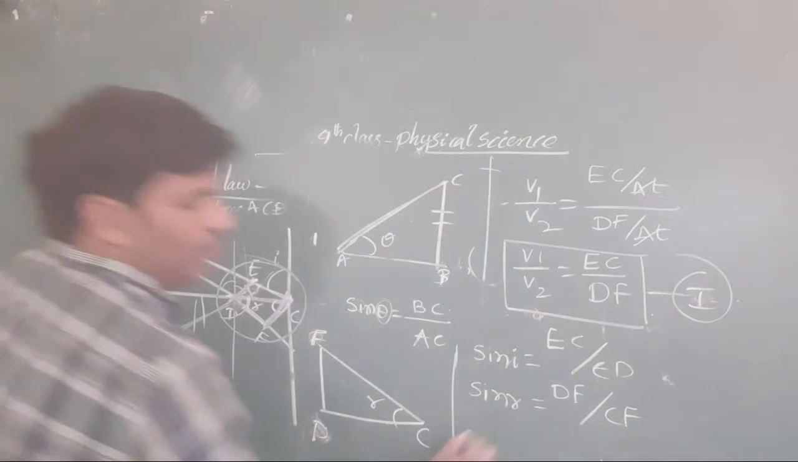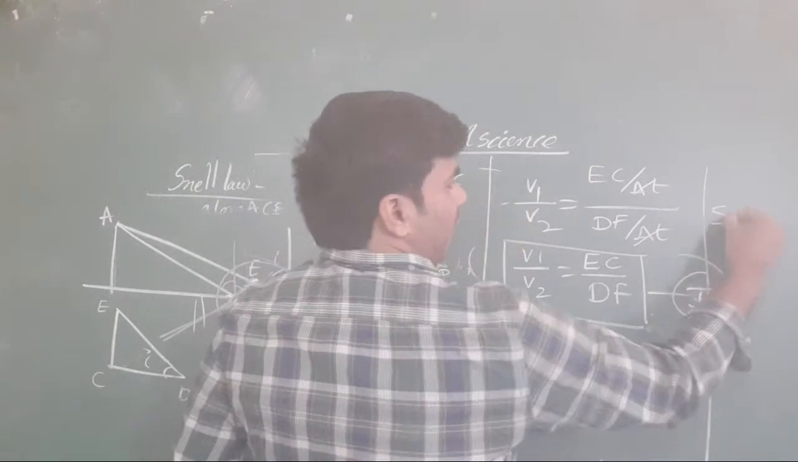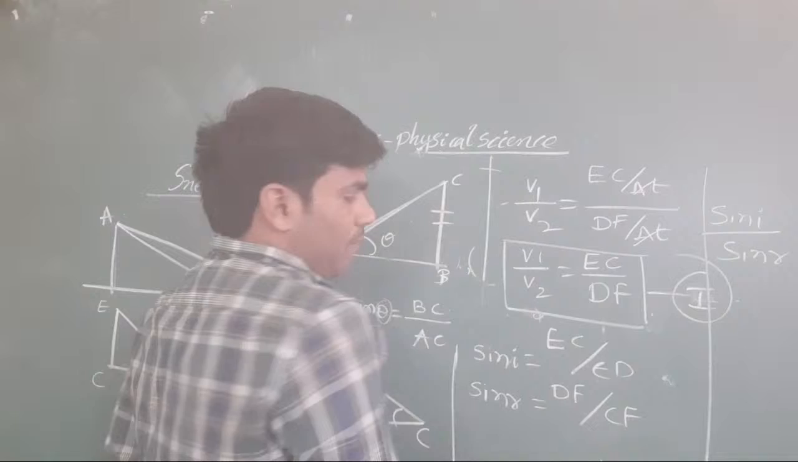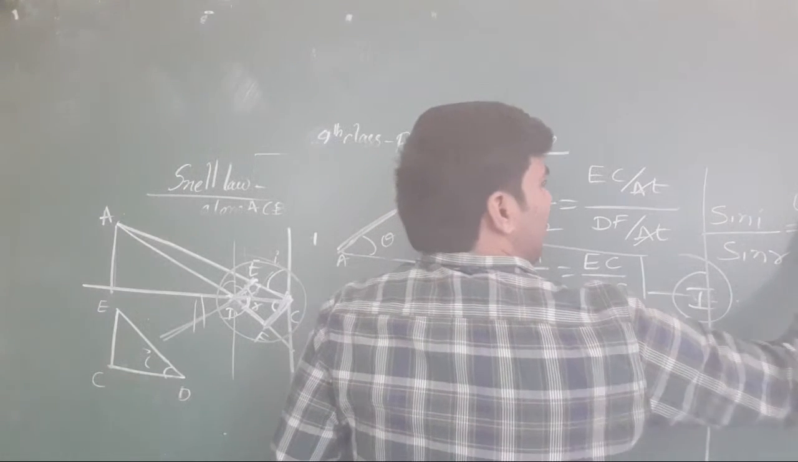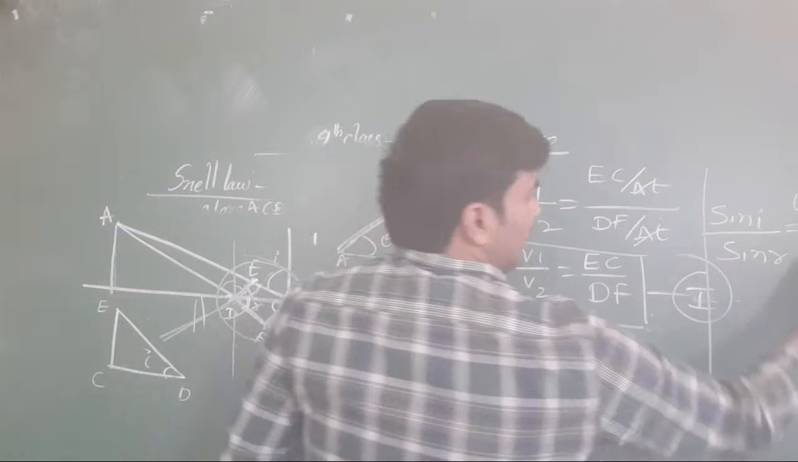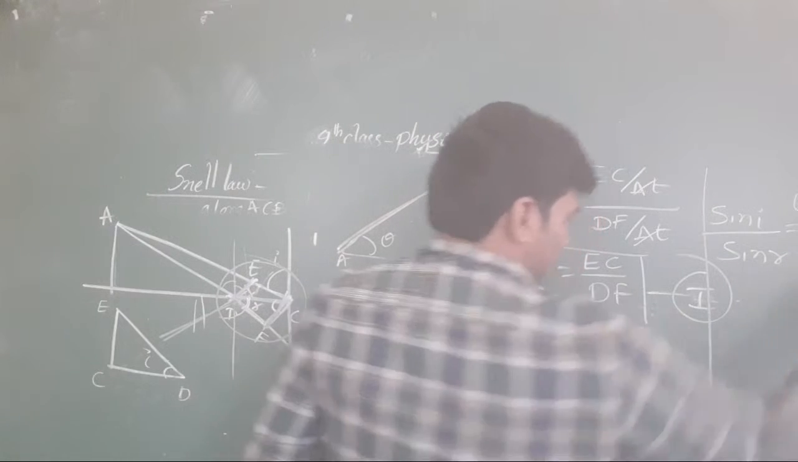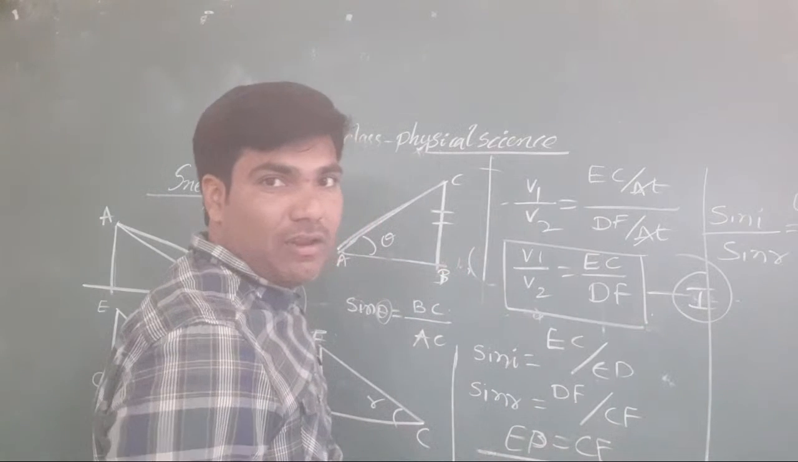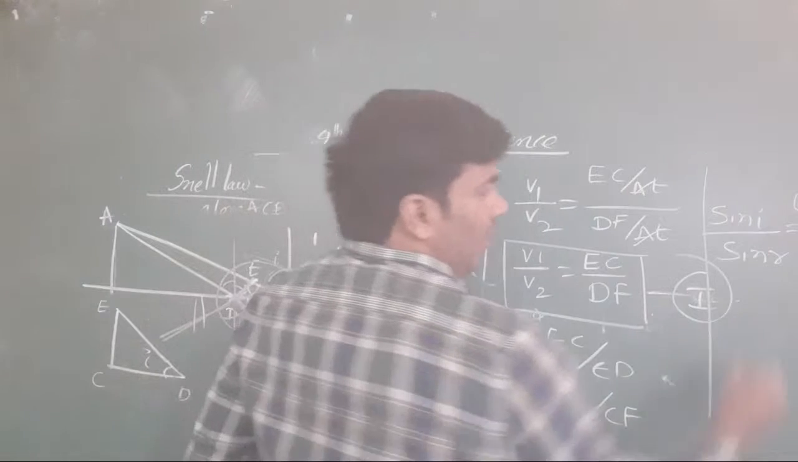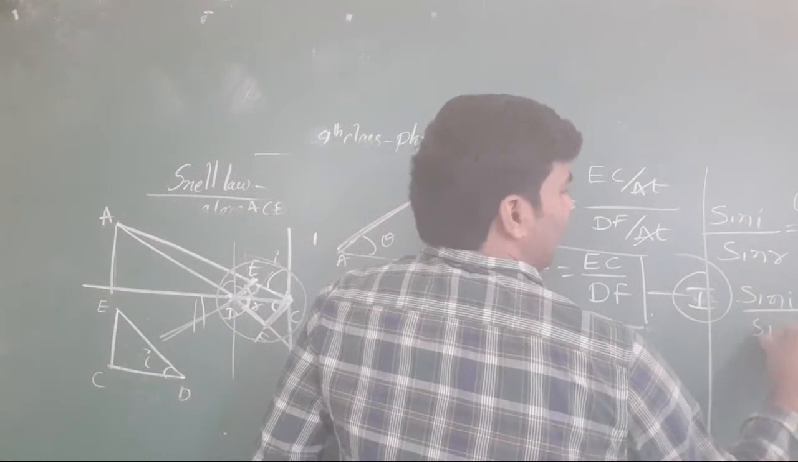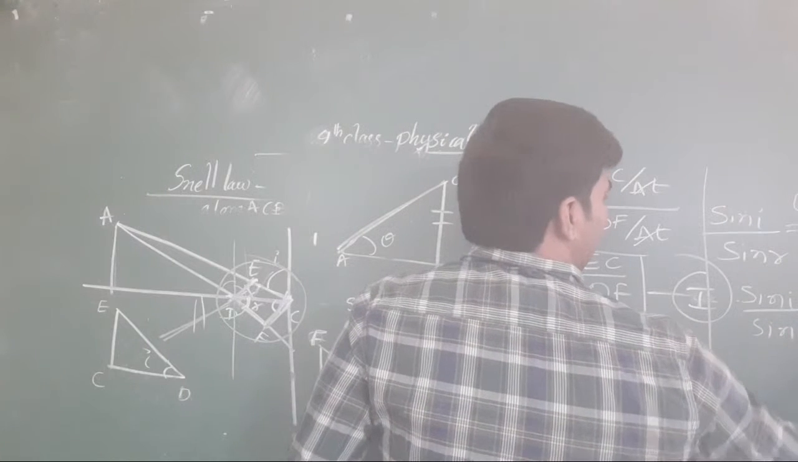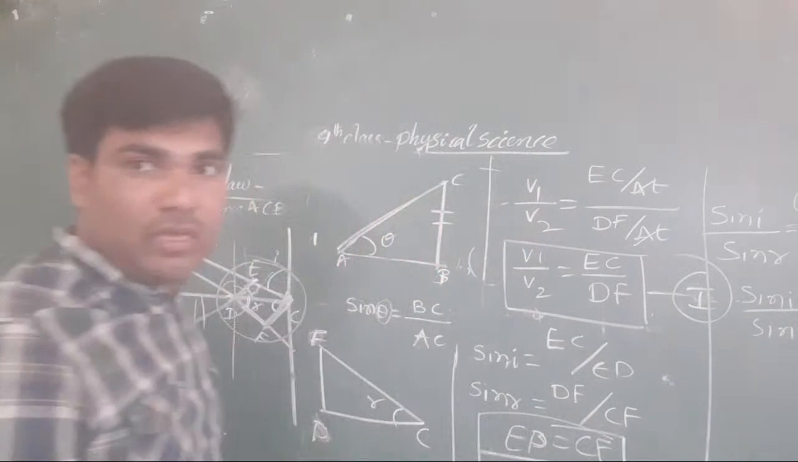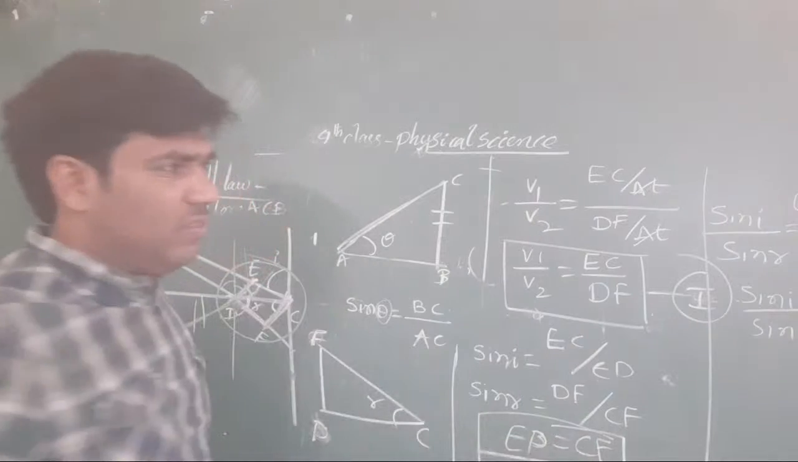Now you take the ratio of sin I by sin R. Ratio of sin I by sin R. EC by ED is equal to what here? DF by CF. Here ED is equal to what? ED is equal to CF. Both are perpendicular things only. Now sin I by sin R is equal to what will we get? EC by DF. This one and this one cancel each other, since ED is equal to CF.